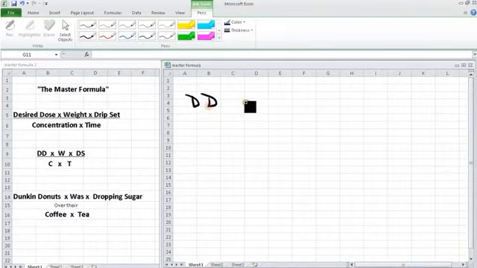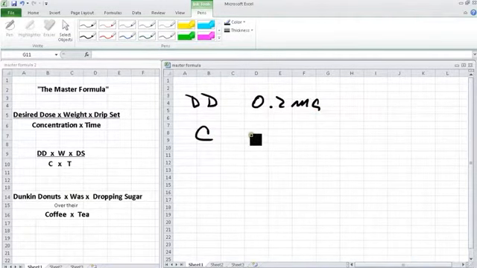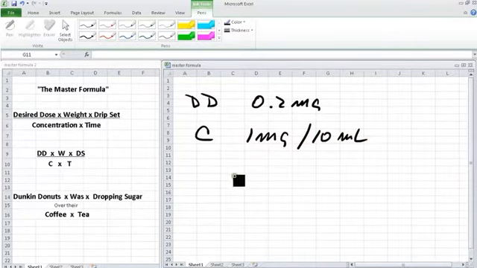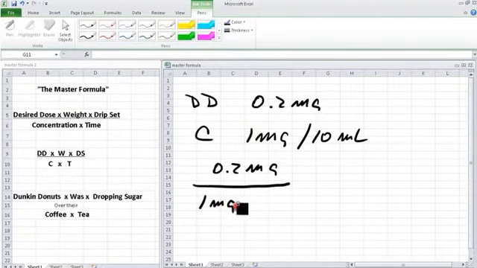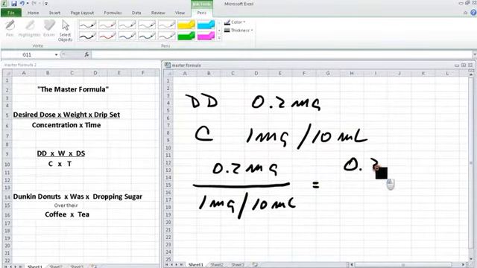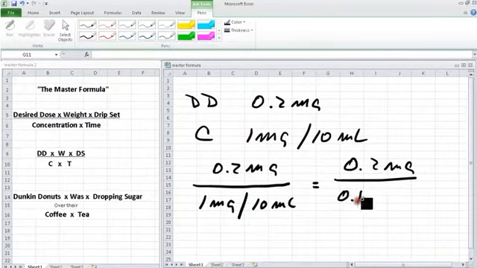So our desired dose, we said, is 0.2 milligrams. And the concentration is 1 milligram in 10 mLs. Going to the master formula, we have 0.2 milligrams divided by 1 milligram in 10 mLs. If I divide 10 by both sides, I get 0.1 milligrams per mL. And in this case, I want to divide the 0.1 into the 0.2.